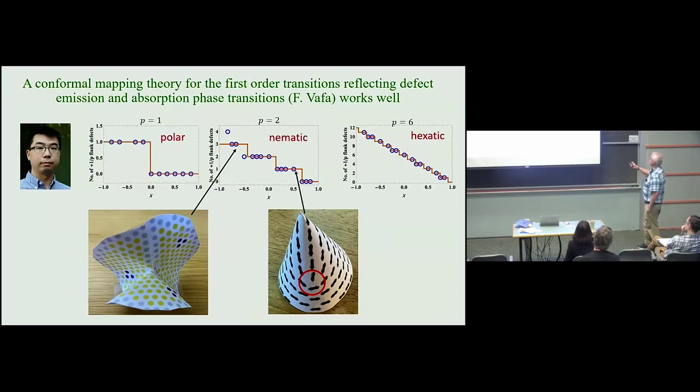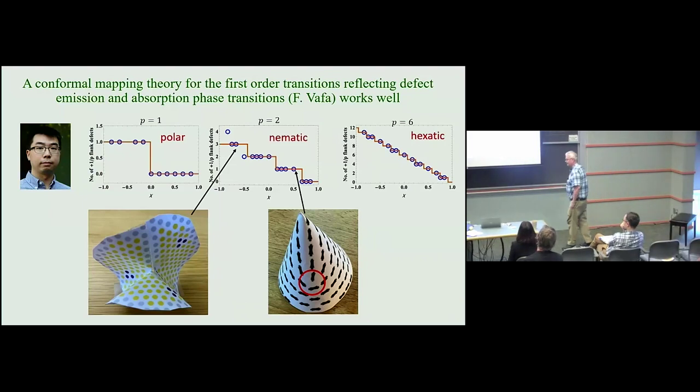For this hexatic, there are 6 defects when you have a disk with tangential boundary conditions, and then for positive and negative chi, it has 6 children that it can eat in a sequential fashion or give birth, etc.